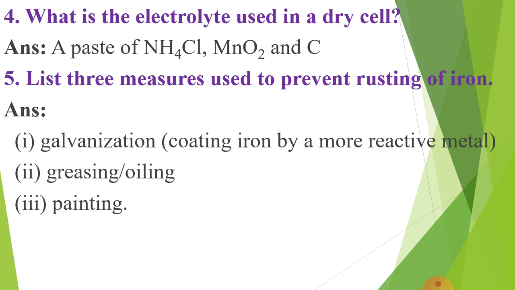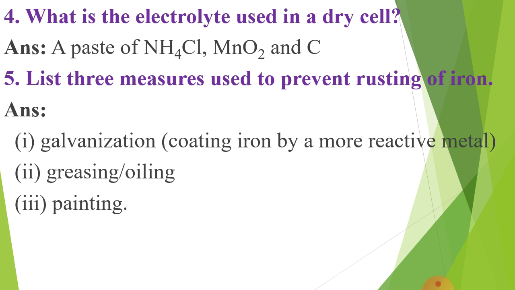Question number 4. What is the electrolyte used in the dry cell? So this you have to know. A paste of NH4Cl, MnO2 and carbon is the electrolyte used in the dry cell. Here NH4Cl reacts with the zinc container and forms a complex. This I have told you.